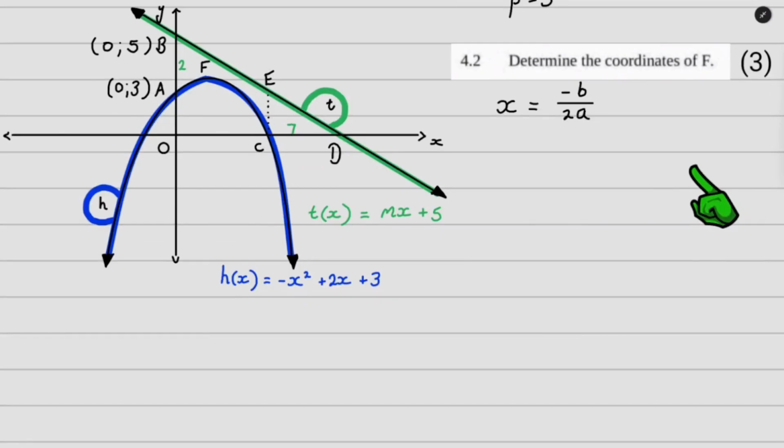Okay, to get the x value of my turning point, it's x equals negative b over 2a. A is the number in front of x squared, so it's minus 1. B is the number in front of x, so it's that 2. So let's pop those guys in this formula. And if we just work that out quickly, it gives us 1, because we get negative 2 over negative 2.